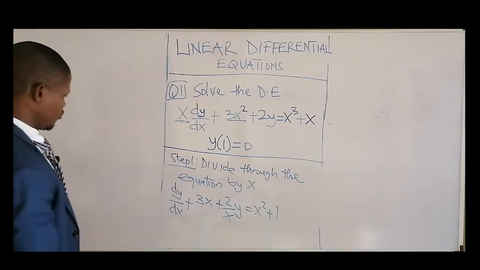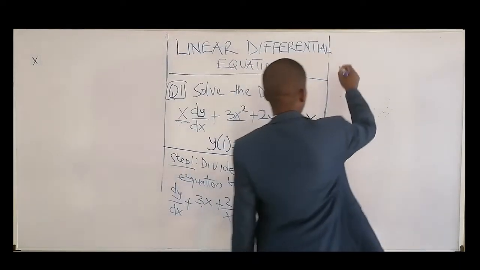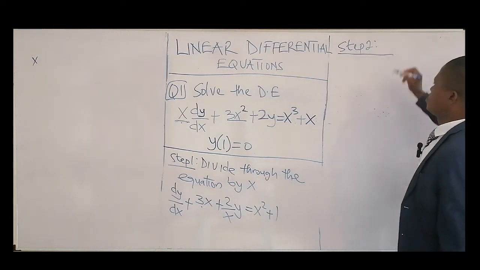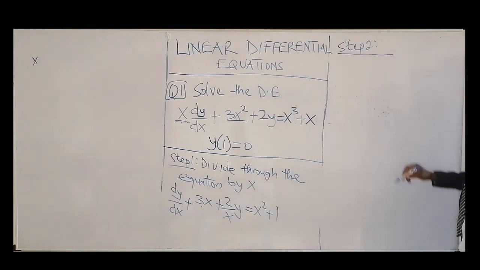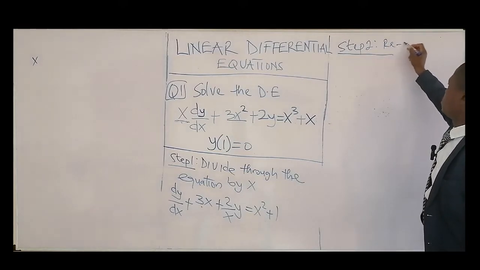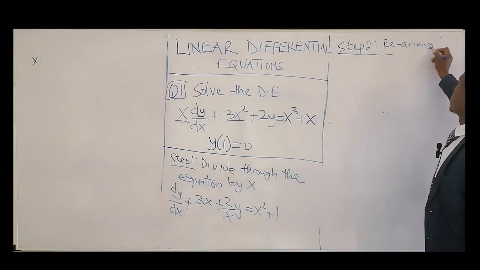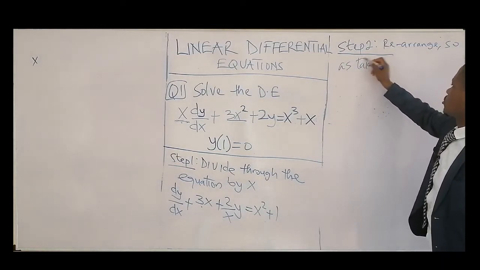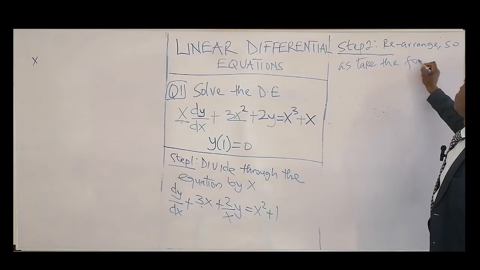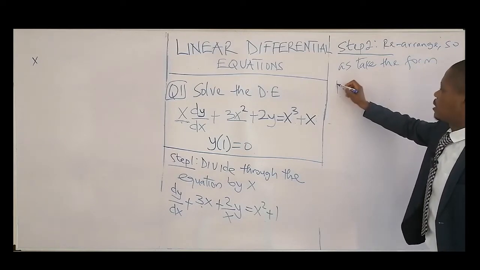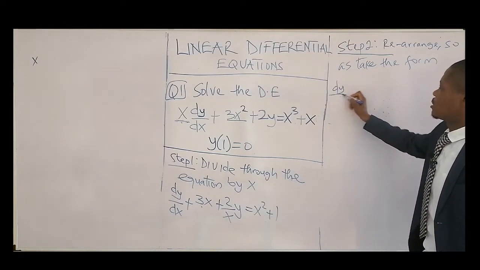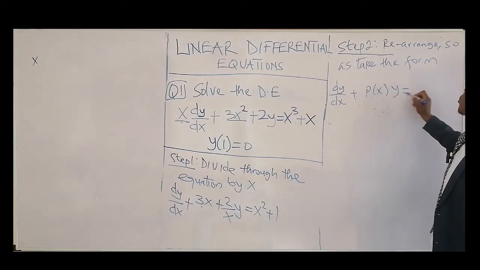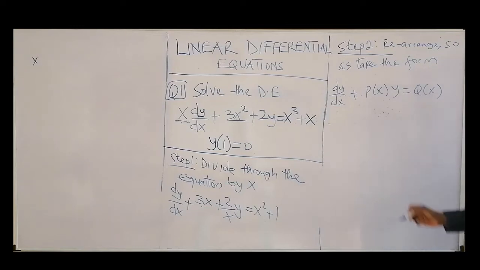Then step 2. Step 2 is to do the arrangements. Rearrange so as to take the form of dy dx plus p of x times y equal to q of x.